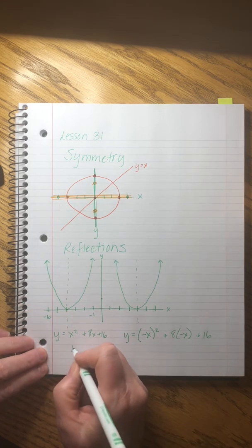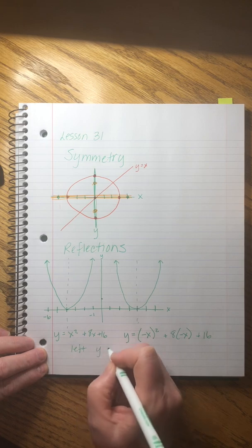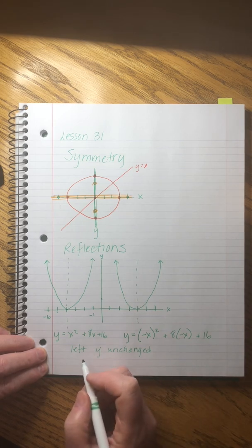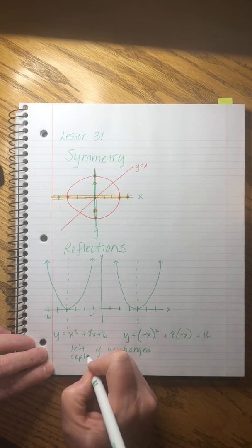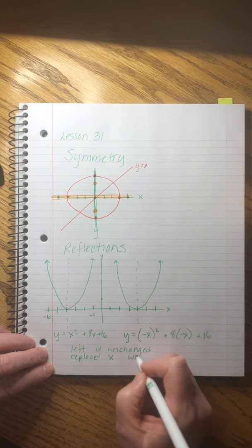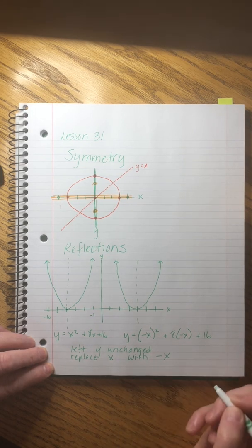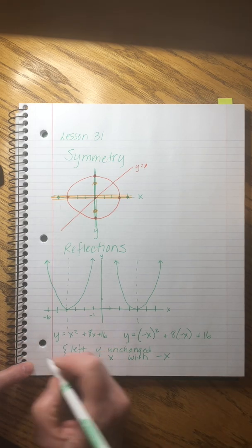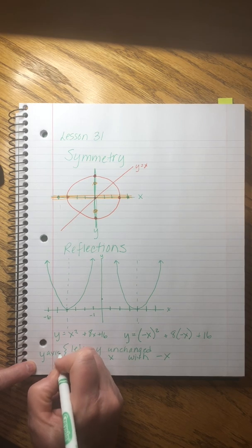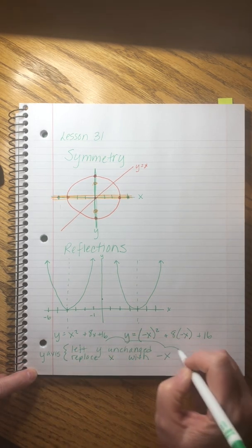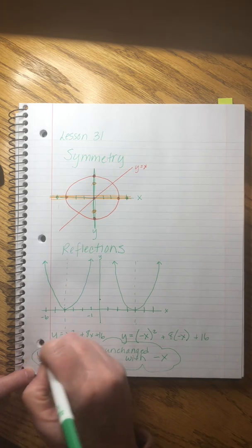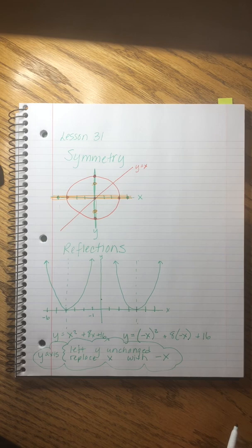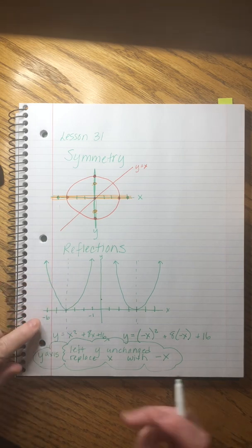So what we did was we left y unchanged and we replaced every x with a minus x, and what that did was it reflected across the y-axis. Okay, this is super helpful information. We're going to need it for the homework, all right? Make sure you have that. Keep it handy.